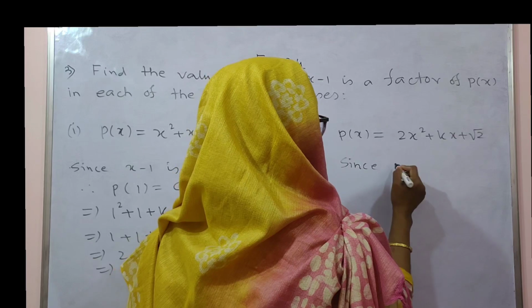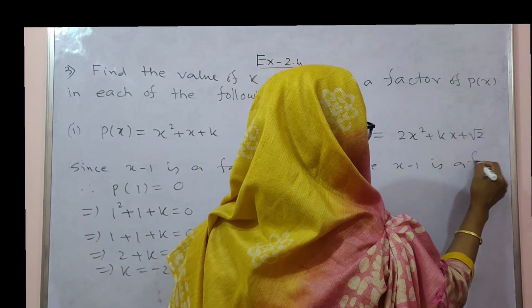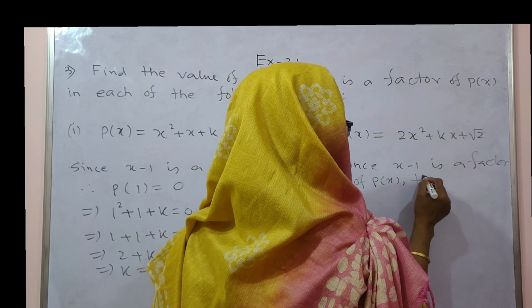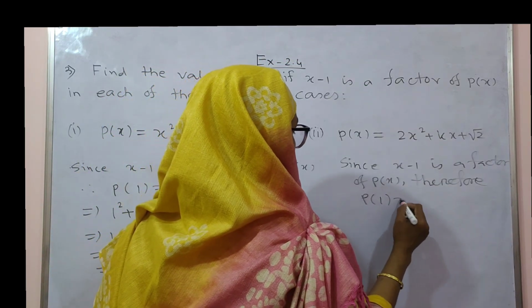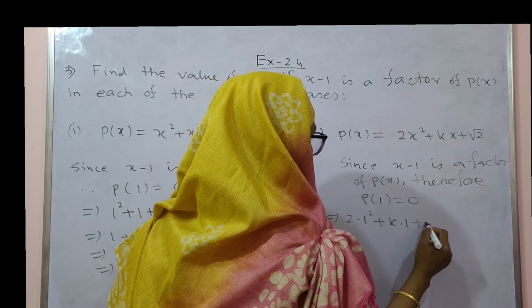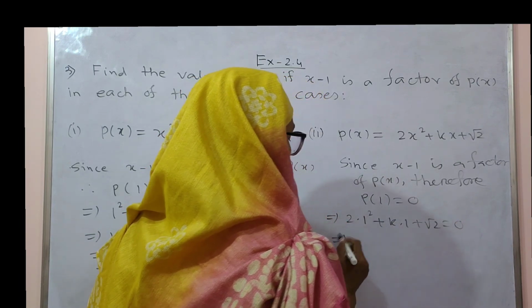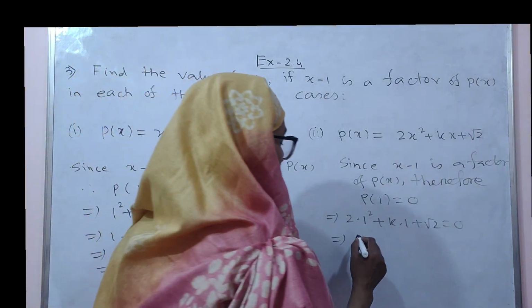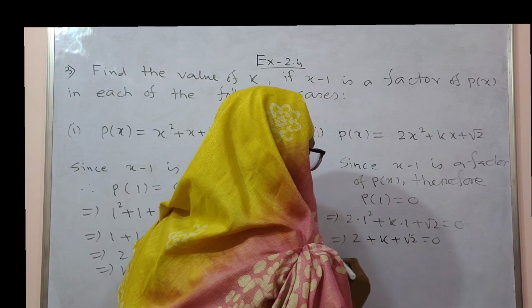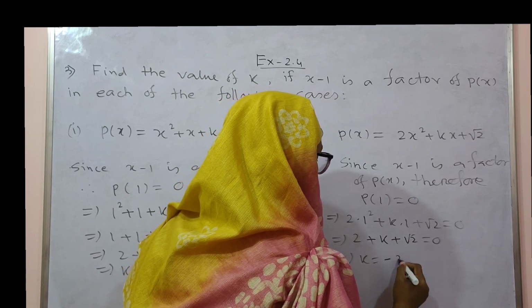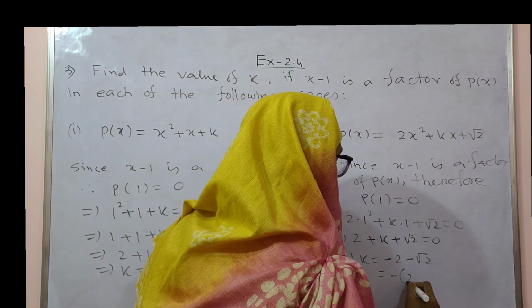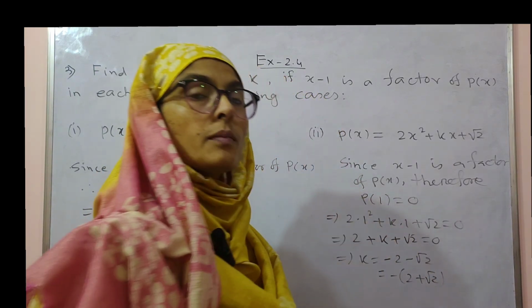Since x minus 1 is a factor of p(x), therefore p(1) equals 0, or 2 into 1 square plus k into 1 plus root 2 equals 0. 2 into 1 square means 2 into 1, which equals 2, plus k into 1 means k, plus root 2 equals 0, or k equals minus 2 minus root 2, or if you take minus common, you can write minus (2 plus root 2). This is the value of k.